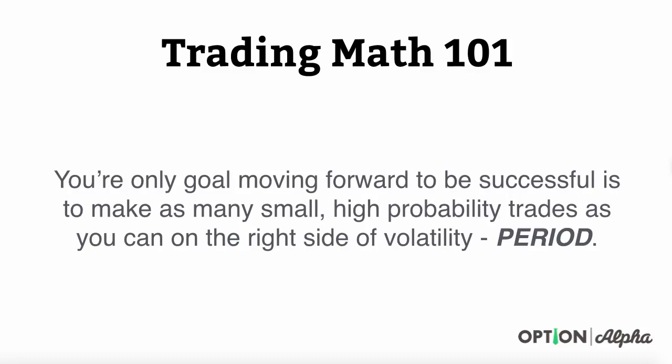So with all of this said and kind of wrapping up here, your only goal moving forward to be successful in trading options is to make as many small, high probability trades as you can on the right side of volatility. Period. End of story. That is the ultimate goal with trading, is to make as many small, very small positions. You don't take on too much risk. High probability trades like we just showed you that have a high likelihood or chance of success on the right side of volatility. Just understanding if implied volatility is low or relatively high so that you know if the market can expand in price or can contract in price. Remember that we want to sell options when implied volatility is high and we want to buy them when implied volatility is low.